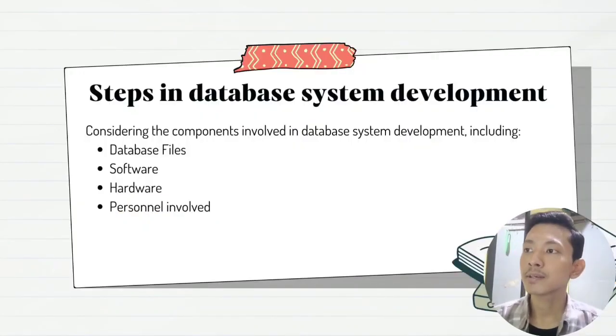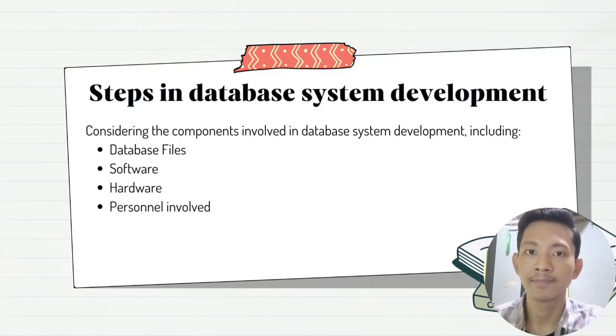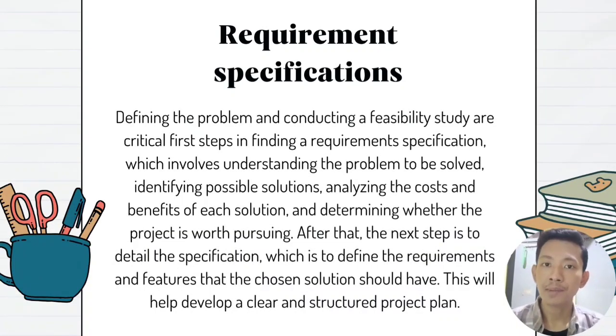So here we come with the steps in database system development. The components involved in database system development include our database files, software, hardware, and also personnel involved. So number one is requirement specification.